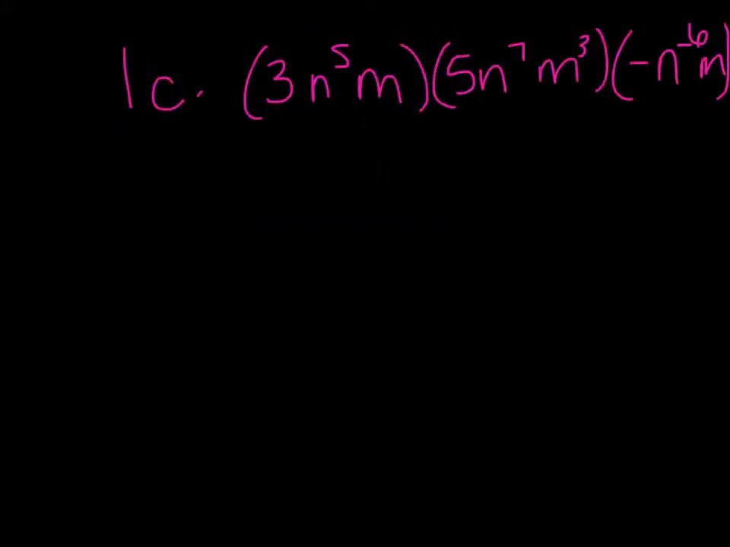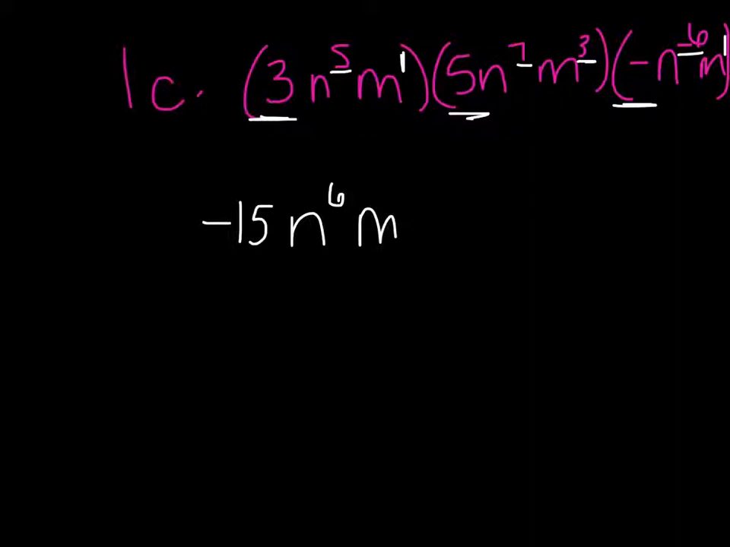1c, you're multiplying these things, so you're going to start by multiplying your coefficients. You have 3 times 5 times negative 1, so negative 15. Add your powers on n. You have 5 plus 7, which is 12, minus 6, which is 6. And then add your powers on m. You have 1 plus 3 plus 1. And so 1 plus 3 is 4, plus 1 is 5. And now we've combined all of our n's and m's, and we are done.